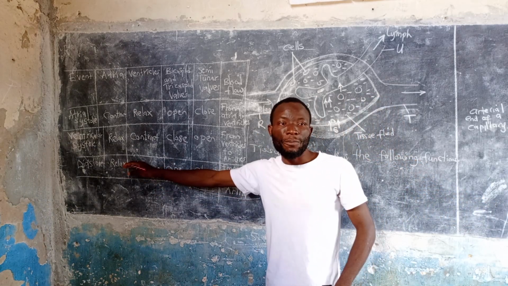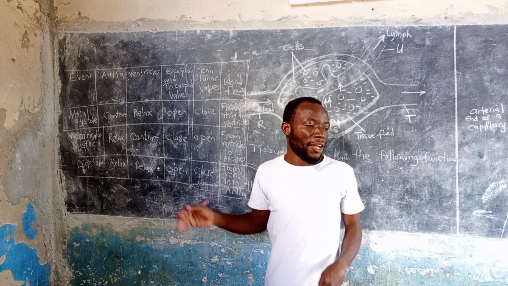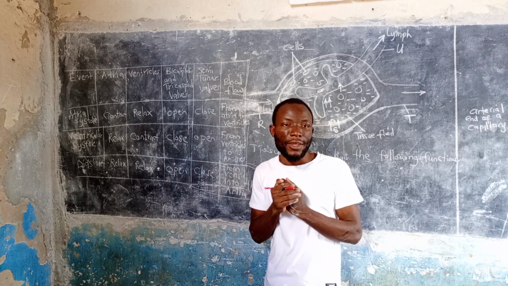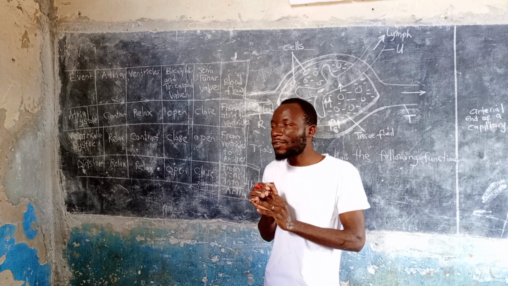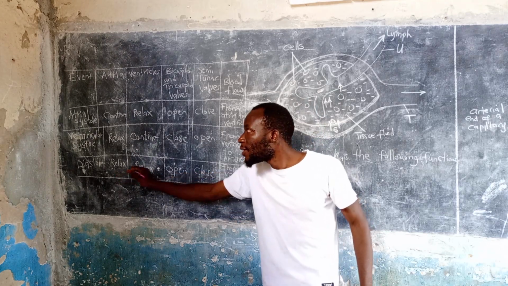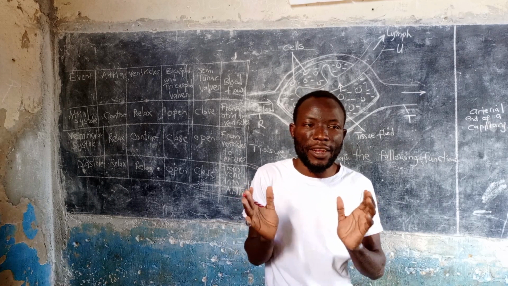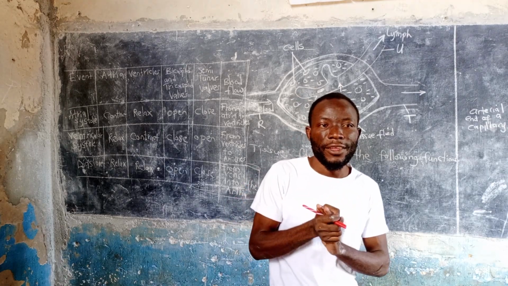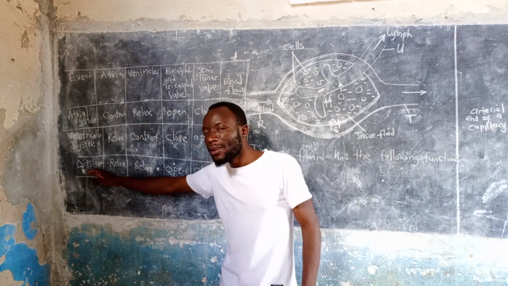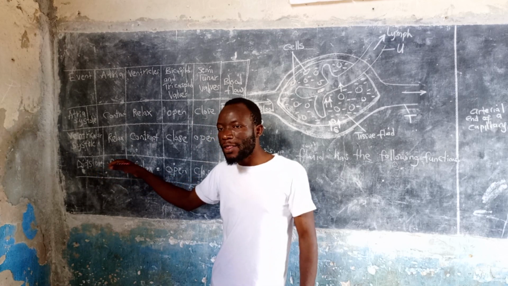Okay, so the diastole. Now the diastole is the last cycle. Now in this cycle, you expect these to be relaxed. The arteries and the ventricles. Why? Because blood has now finally left the heart. Are we together? So during the diastole, there is no pumping of blood by the heart, so they will be relaxed.